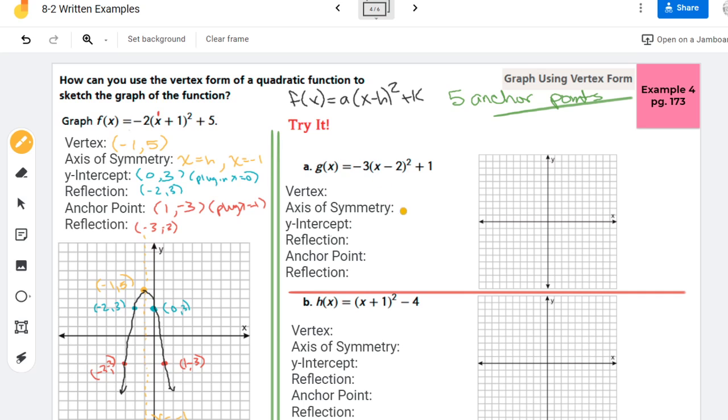All right, so my axis of symmetry is at x equals h. So in this case, my axis of symmetry is at x equals 2. Now my vertex, I know the x part of it is on that 2, but my y part of it lands on k. So I'm going to go up by 1, and that's my vertex, (2, 1).